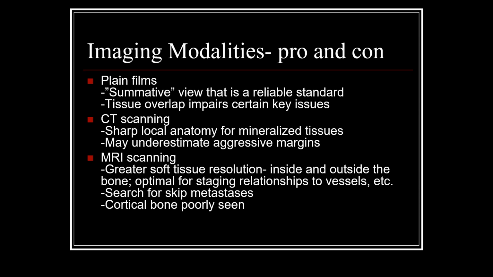MRI, of course, is another great adjunct to studying these things, and this is particularly helpful for soft tissue lesions where it gives you more gradation in terms of fluid content, fat, and those sorts of things. And this can be very helpful in searching for things like skip metastases. On the other hand, MRI doesn't show you much of any detail of what the cortex looks like, which is often a very critical and important key.